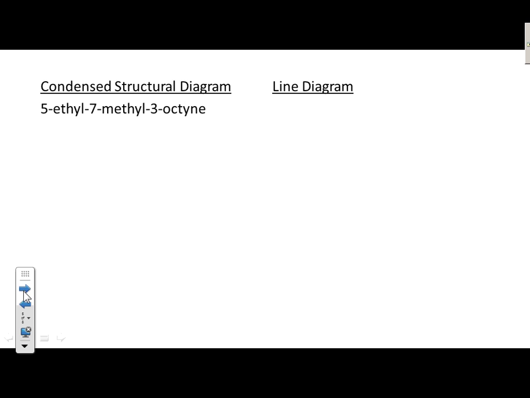All right, let's do a couple more, and then we'll do some naming. So again, octyne. So again, 1, 2, 3, 4, 5, 6, 7, 8. A 3-octyne, 1, 2, 3. So there's my triple bond. A 5-ethyl, 1, 2, 3, 4, 5. So there is a C2H5. There's my ethyl group. And 6, 7, I have a methyl group off of that. That is CH3. And again, with the condensed structural diagram, I've got to add my H's.